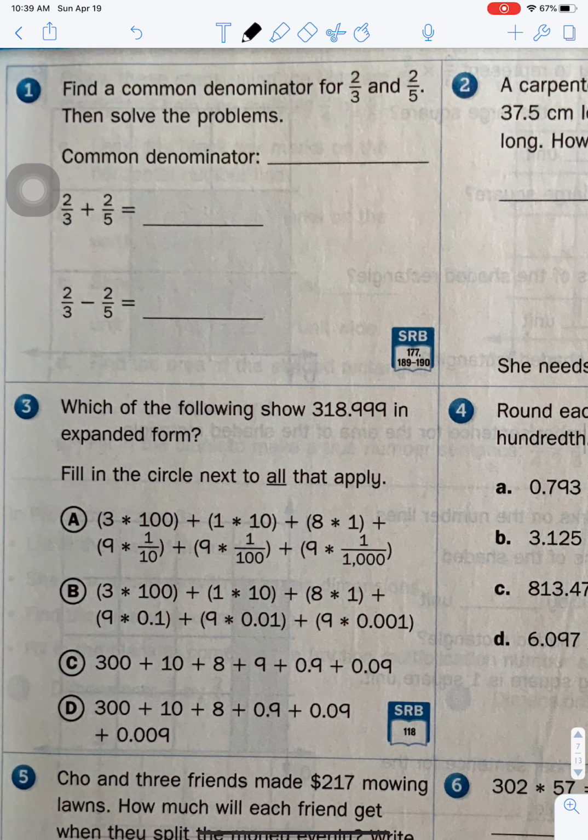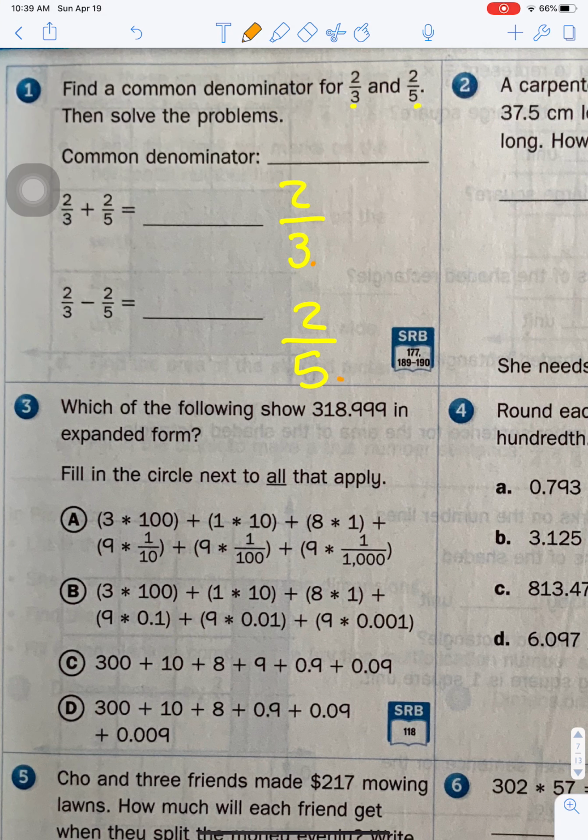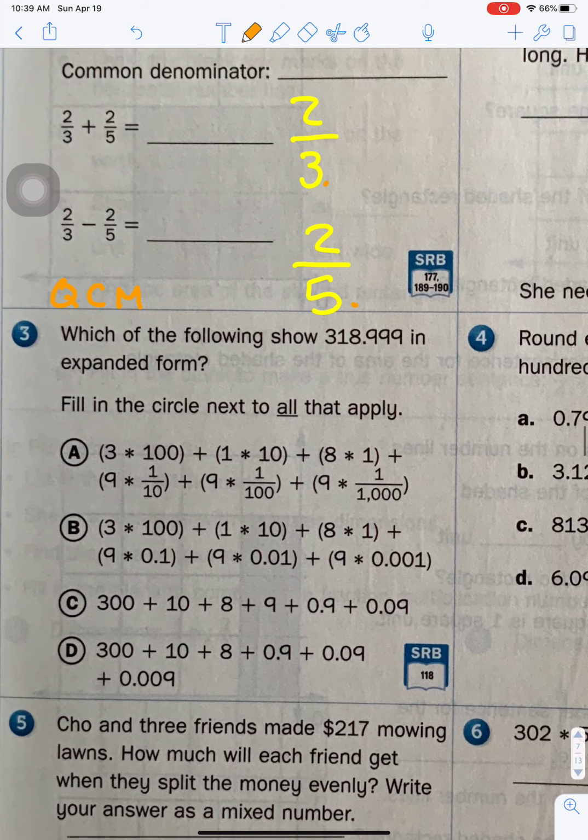Number 1, find a common denominator for 2/3 and 2/5, then solve the problems. So taking a look at this, we're going to look at the denominators of 3 and 5. We're going to think of a common multiple for both 3 and 5. I'm going to use the quick common multiple to multiply 3 times 5. 3 times 5 is 15.